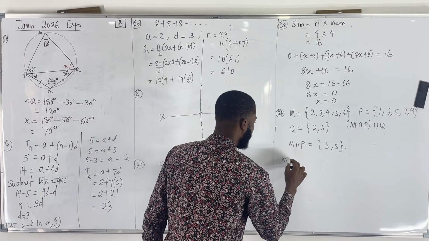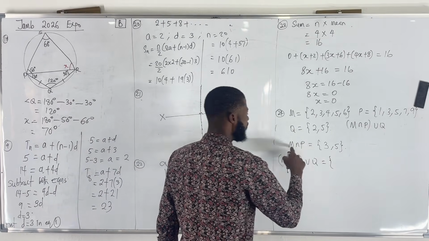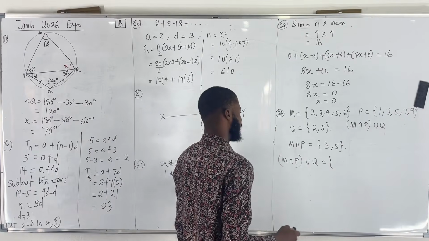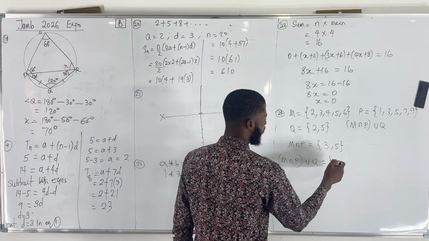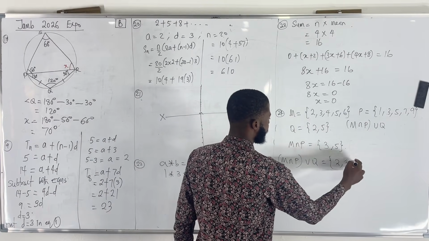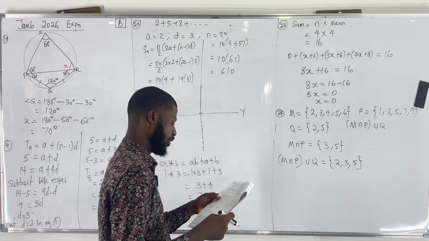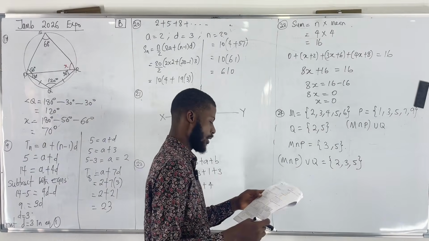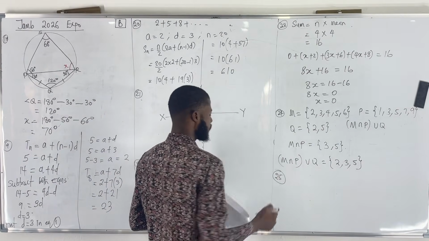So that means m intersection p union q would become everything in this set with this very set, but don't repeat anyone. So that would be 2, 3, 5. No need for you to write 5 again, there's no need. So this will be the answer to the equation, B will be the correct option. So the next one, question 25.